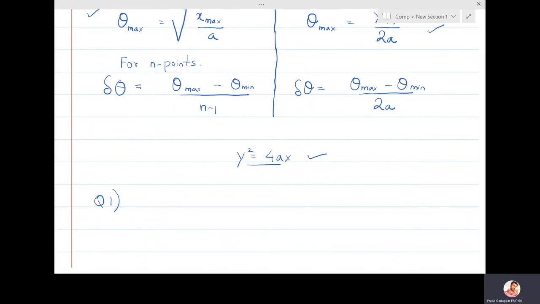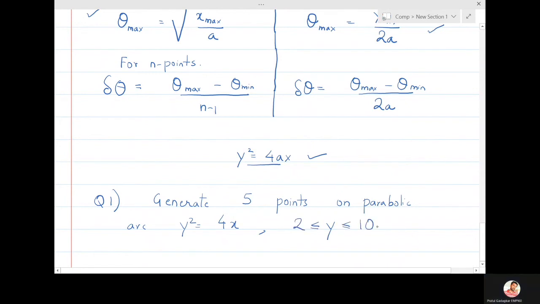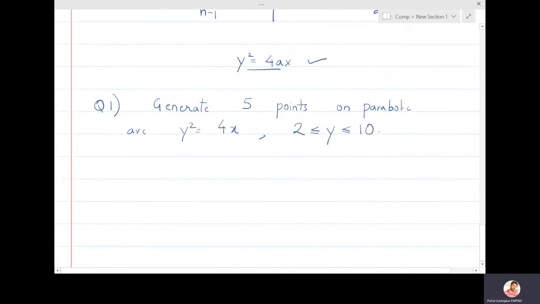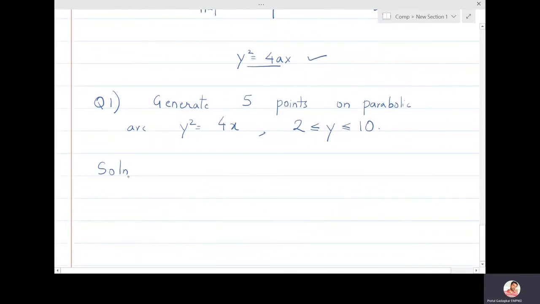So the first problem that we are going to take is we are going to generate 5 points on a parabolic arc given by y square equal to 4x, where the value of y is restricted from 2 to 10. Now let us see how will you solve this kind of problem. Here the value of n is 5 because we want to generate 5 points. When I compare y square equal to 4x with y square equal to 4ax, the value of a that I get is 1.